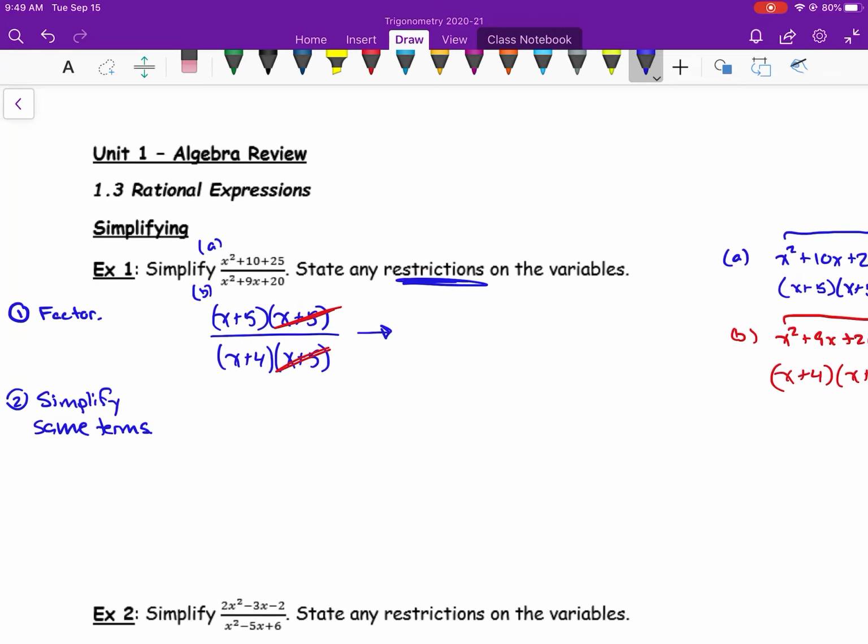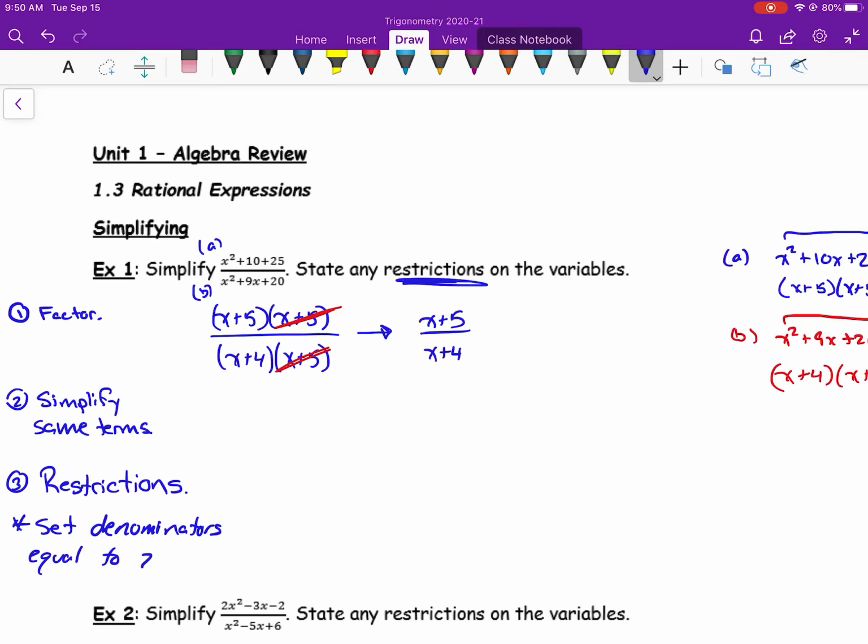This now becomes x plus 5 over x plus 4. Alright, can't simplify any further, so now it's time for the restrictions. I'm going to take my denominator. Let me write. And to do this, you're going to set denominators equal to 0 and solve.